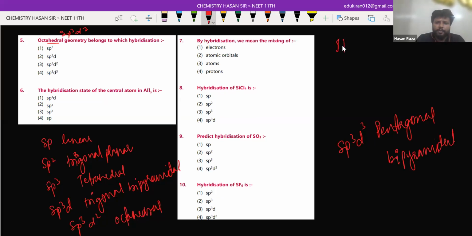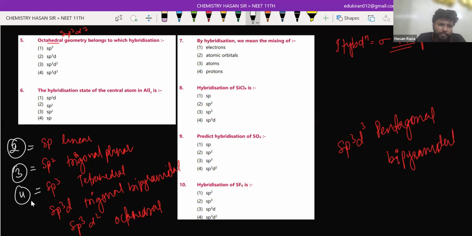Now, how to calculate hybridization? If you know the structure, there is a very simple formula: sigma bonds plus lone pairs. Now see, if the sum of sigma bonds plus lone pairs is 2, then it is sp. If it is 3, then sp2. If it is 4, then sp3. If it is 5, then sp3d. If it is 6, then sp3d2. And if it is 7, then it is sp3d3.